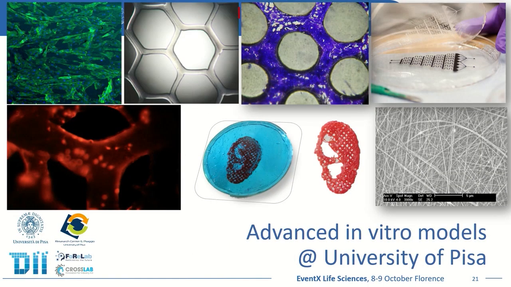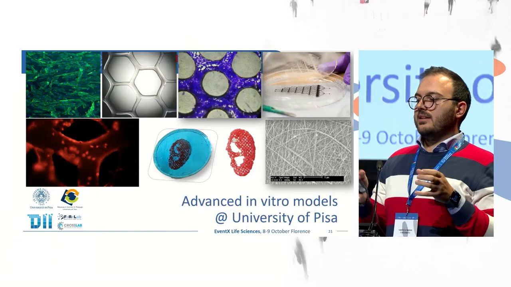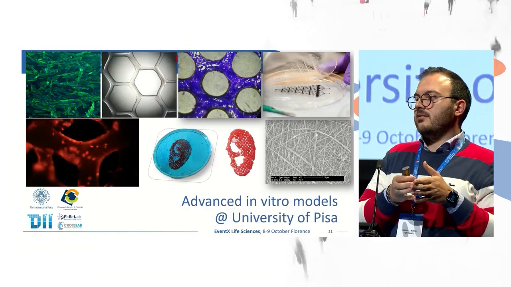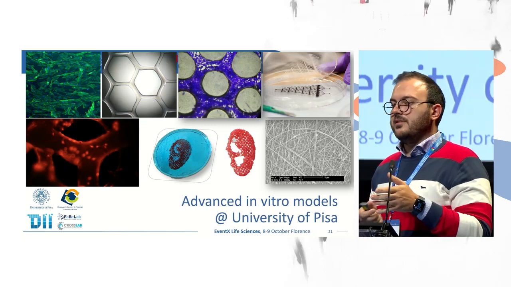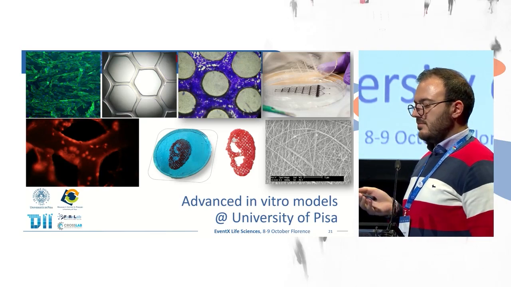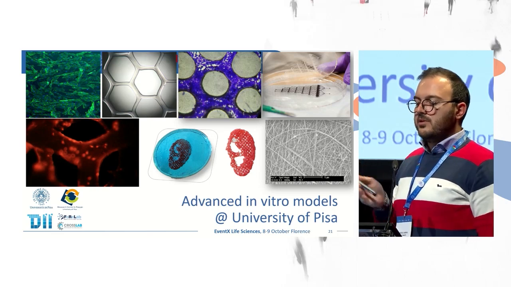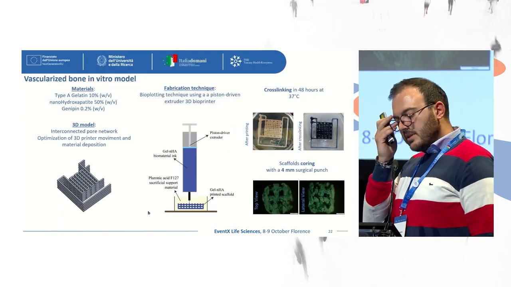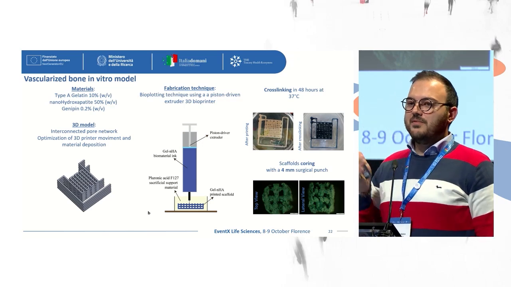What we do in Pisa. Now I will show you some examples of bioprinting applications to create advanced in vitro models. All this was a brief overview, and all these technologies have been used in the literature to create different in vitro models. In Pisa, we focused our research in the last few years on different in vitro models. The first one that I will present is a vascularized bone in vitro model.